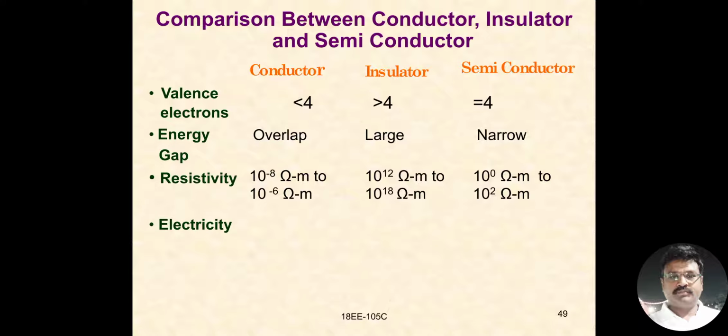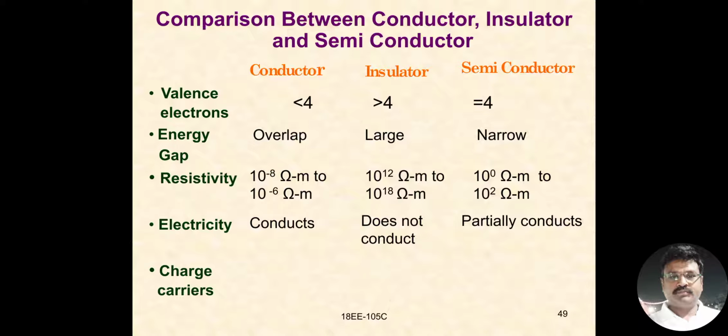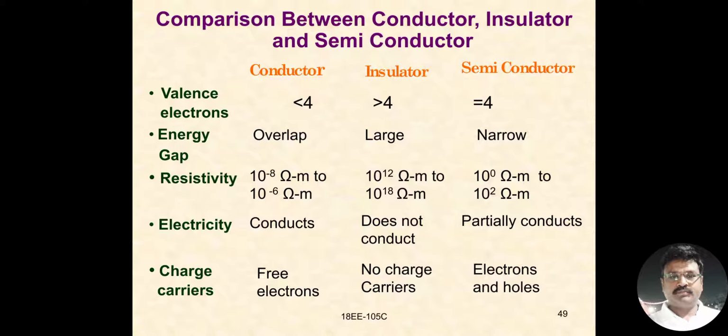Electricity: in terms of electricity, how can we compare these three, conductor, insulator and semiconductor? From the electricity point of view, a conductor conducts electricity, an insulator does not conduct, and a semiconductor partially conducts. Charge carriers: a conductor has free electrons. An insulator has no charge carriers, no free electrons. In a semiconductor, electrons and holes.